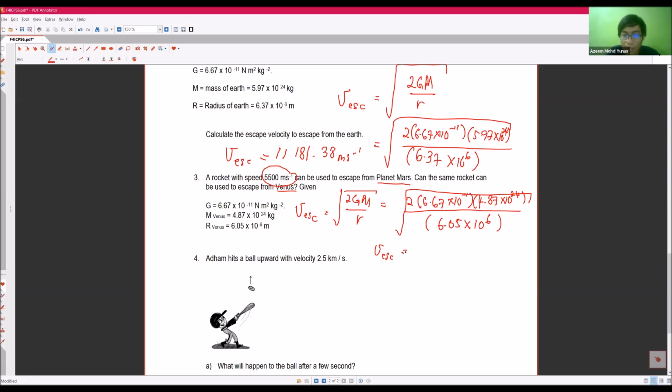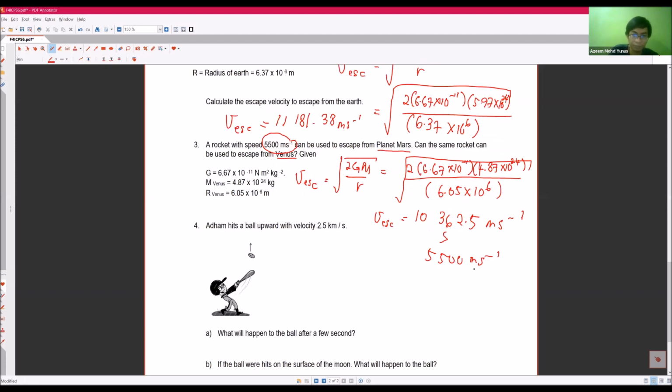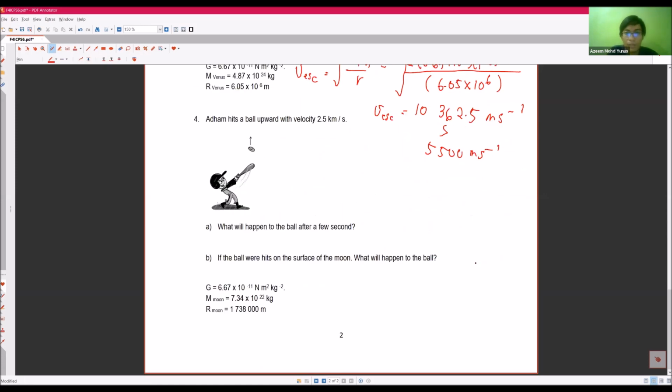So we get 10,362.5 meter per second. So when we compare these two speeds here, since this is bigger than 5,500, it cannot escape from Venus. It must have a larger value than 10,362.5 meter per second.